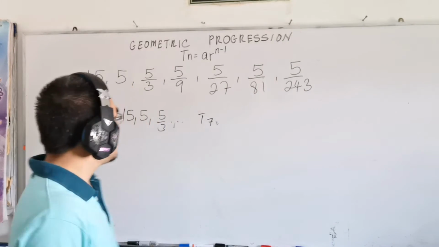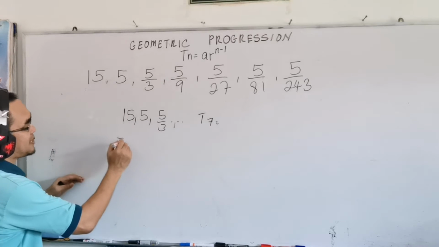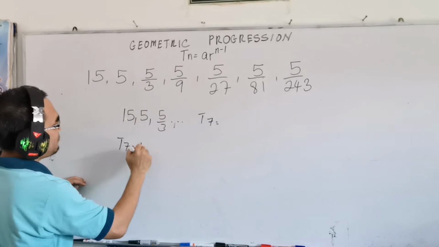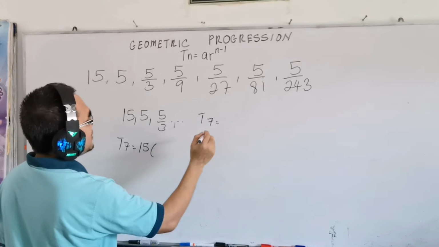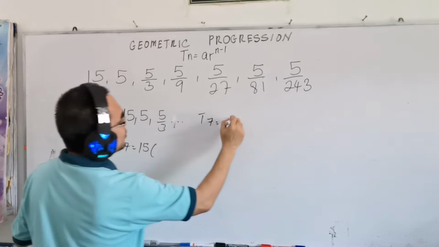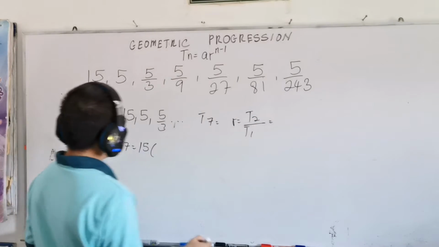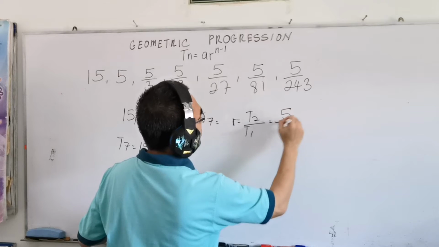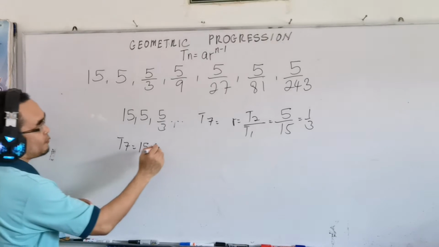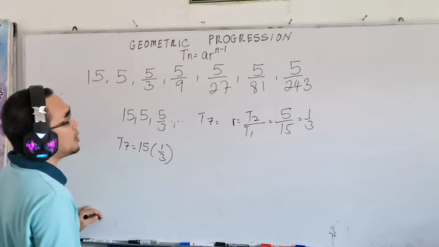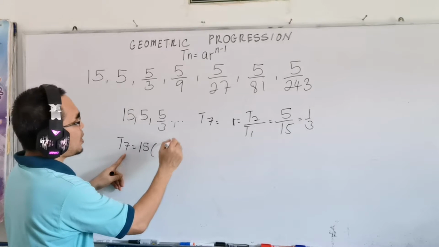So this is the answer. How to get that? We have to substitute. T7 will be A, which is 15, times R, so you have to get R first. R will be T2 over T1, which in this case is 5 over 15. Simplify, you get 1 over 3. So R is 1 over 3, to the power of n minus 1. In this case n is 7, so 7 minus 1 will be 6.